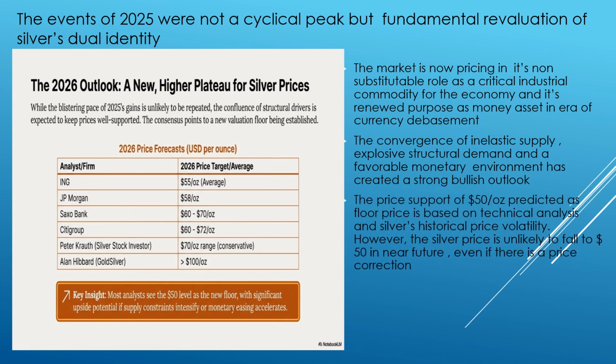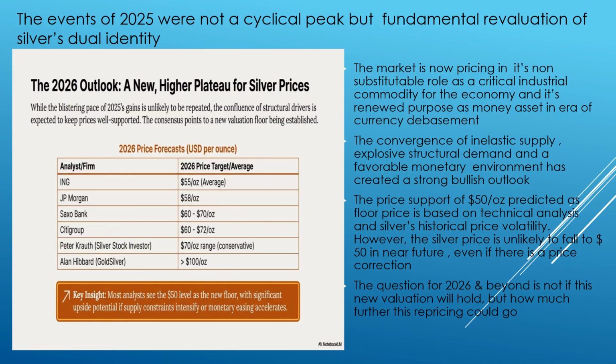The price support of $50 per ounce predicted as a floor price is based on technical analysis and silver's historical price volatility. However, the silver price is unlikely to fall to $50 in the near future, even if there is a price correction. The question for 2026 and beyond is not if this new valuation will hold, but how much further this repricing could go.